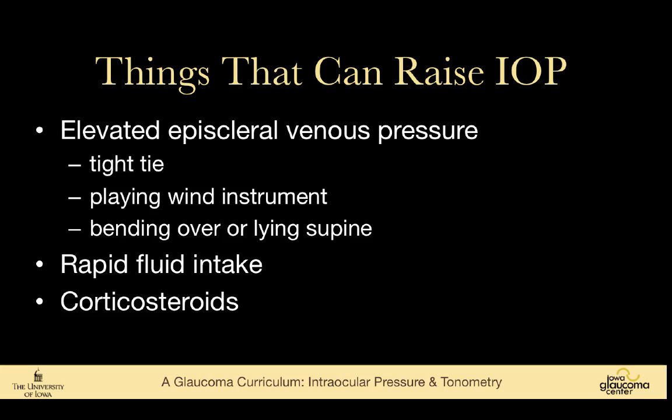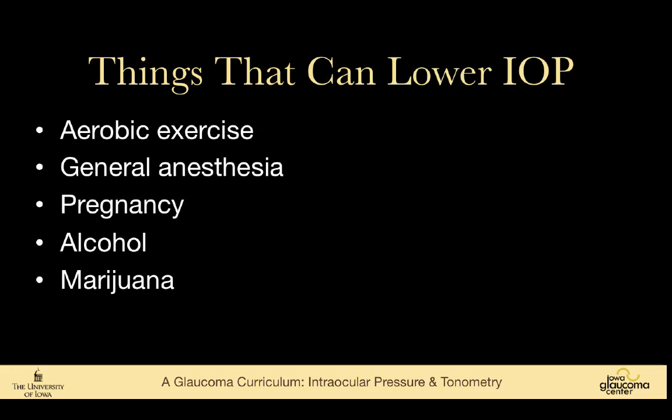It's really not done anymore, where someone would drink a liter of fluid and then we would measure the pressure to see how well the eye adapted to this big fluid load. We all know that corticosteroids can, over the long haul, elevate intraocular pressure. There are things that can artificially lower the intraocular pressure.